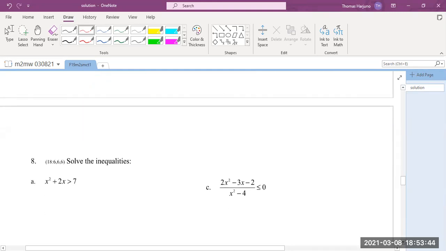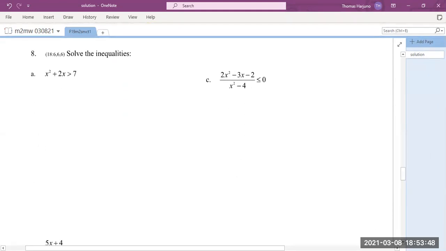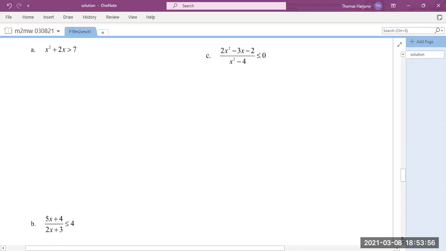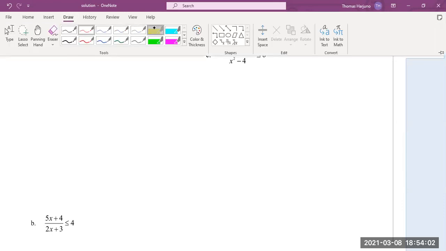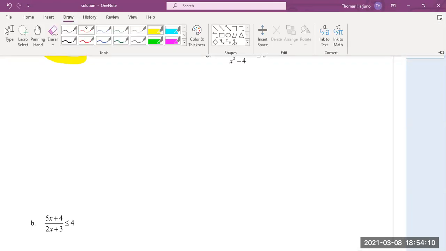Now number 8, my favorite type of questions. Number 8, parts A, B, and C. Oh, there are only 3 questions on this page. Can I ask you to do this? Part A, you will see it's kind of strange because it's not factorable. But every time, let me write this down.